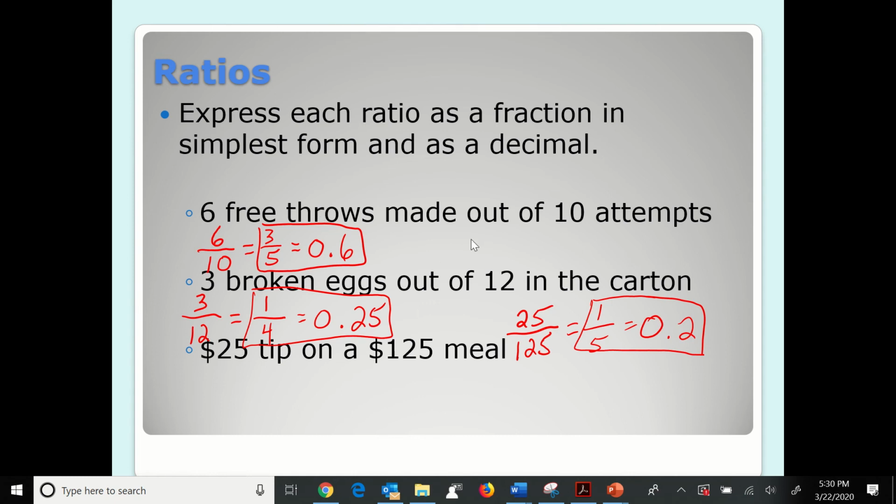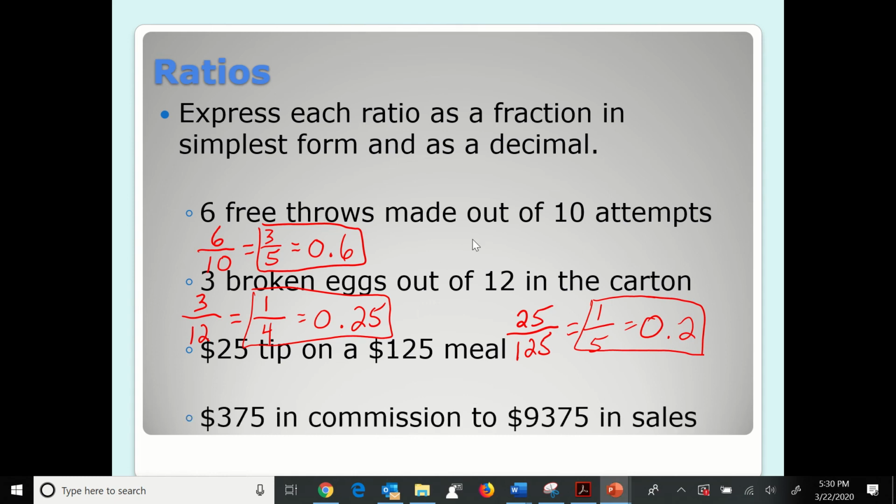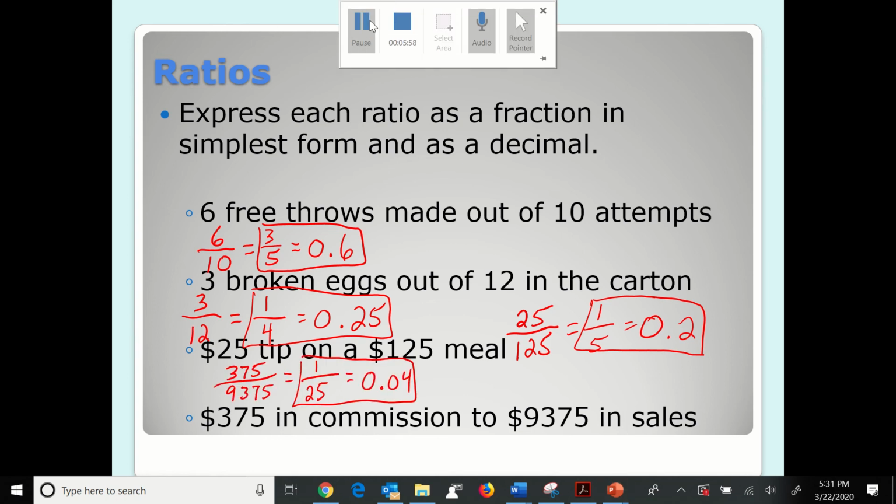All right, try this one out. $375 in commission to $9,375 in sales. Use your calculator if you need to. Go ahead and give this one a shot. All right, so 375 divided by 9,375 is 1 to 25, or 1/25, which is 0.04 as a decimal. So there you go.